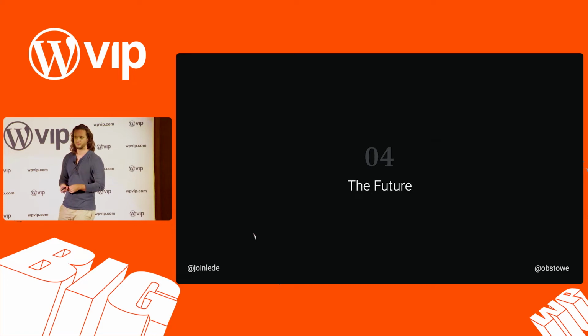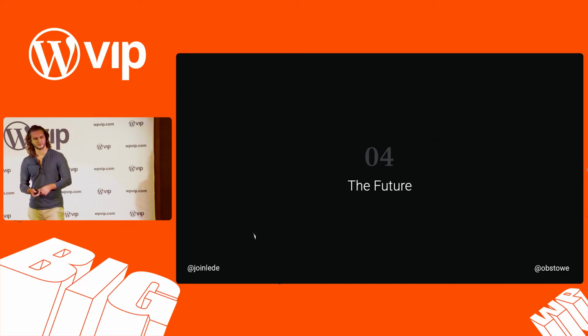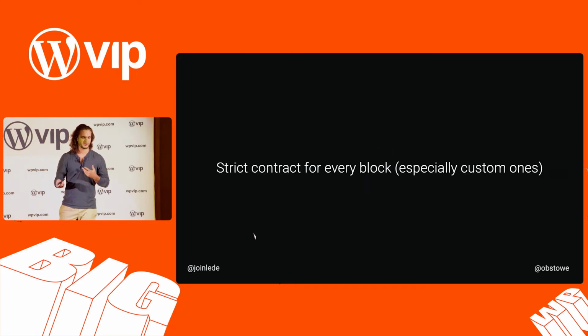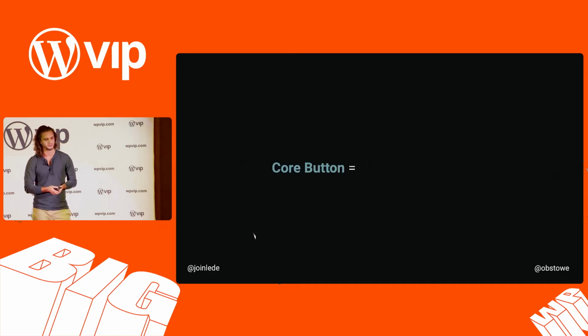Okay, so moving forward into the future, into improvements that we can make to the GraphQL approach. Once again, coming back to this idea of a strict contract for every block, especially custom ones. So what this means is that you can specify all of the unique properties for each individual block, not just the idea of a block in general.